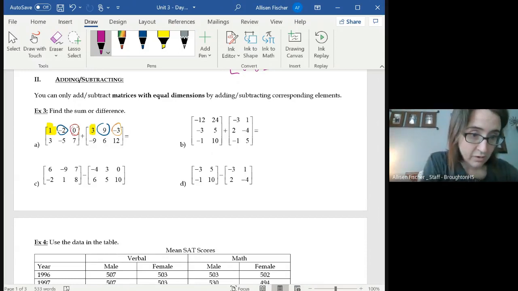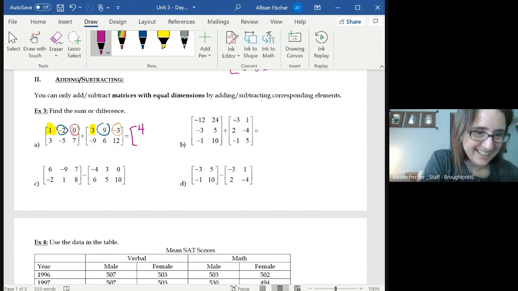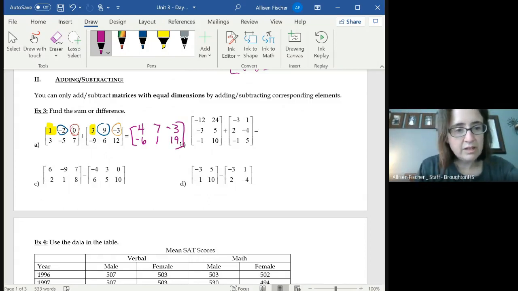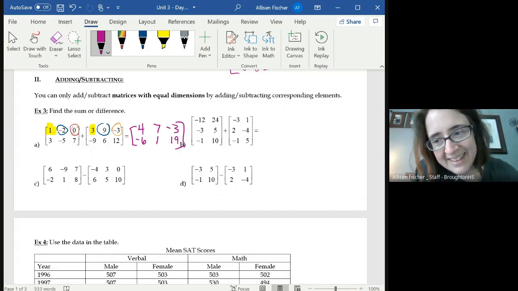So for the first one, you're going to do 1 plus 3 and get 4. Negative 2 plus 9. 0 plus negative 3. For the bottom row, 3 plus negative 9. Negative 5 plus 6. 7 plus 12. Okay? And then you're going to do the same thing for all of those. So I want you to try those on your own. So pause and try those, and then come back and see how you did.